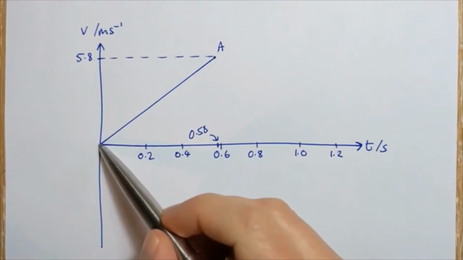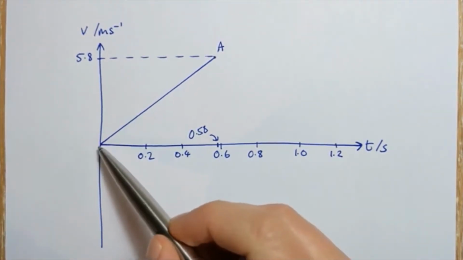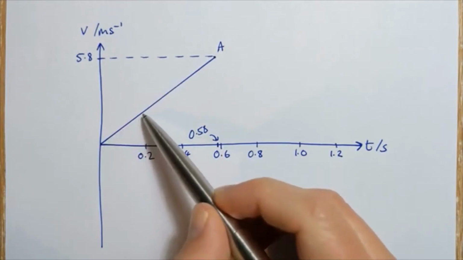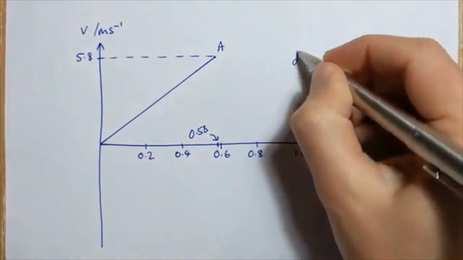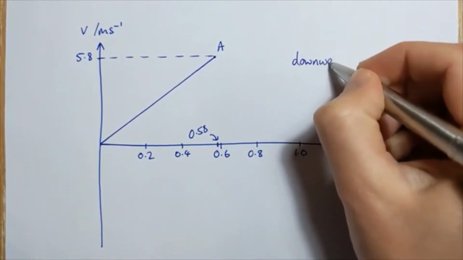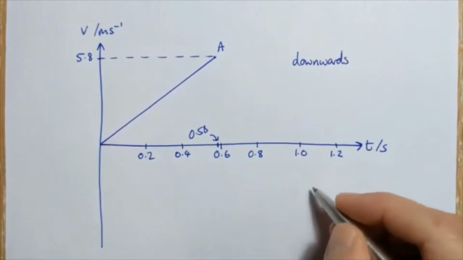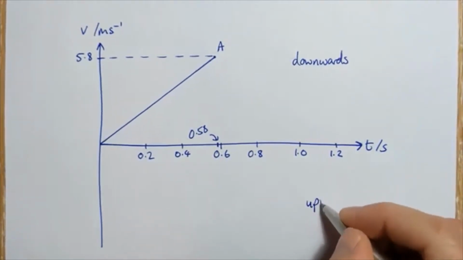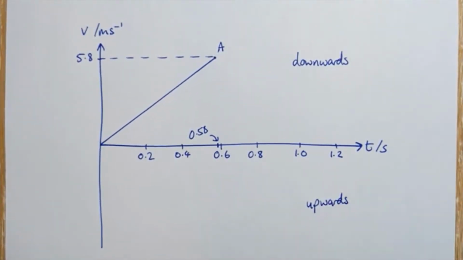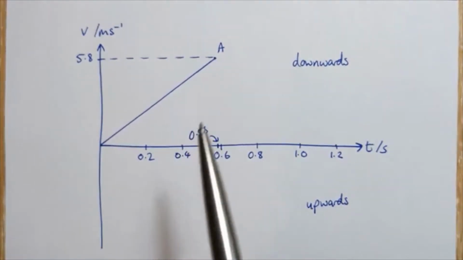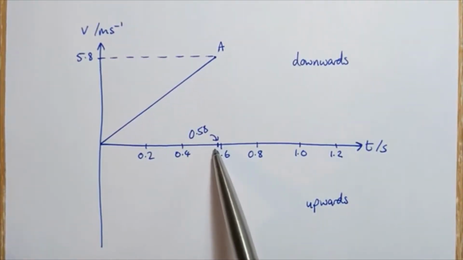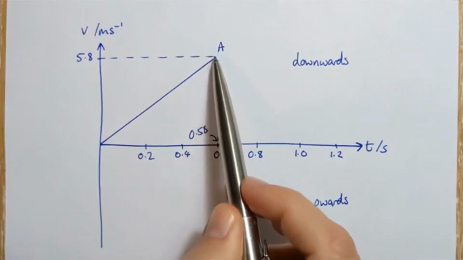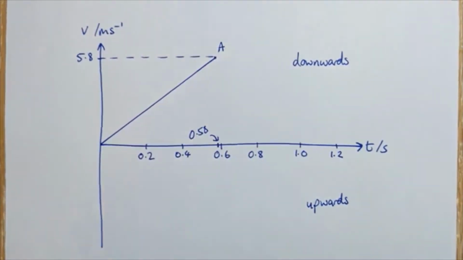as it falls vertically from rest to when it hits the ground at A. So here's rest, 0 velocity. So you let go of it here and it falls vertically until it hits the ground at A. So that means that positive is downwards in this graph and negative is upwards. Okay, and the exact coordinates of A are 0.58 seconds and 5.8 meters per second.